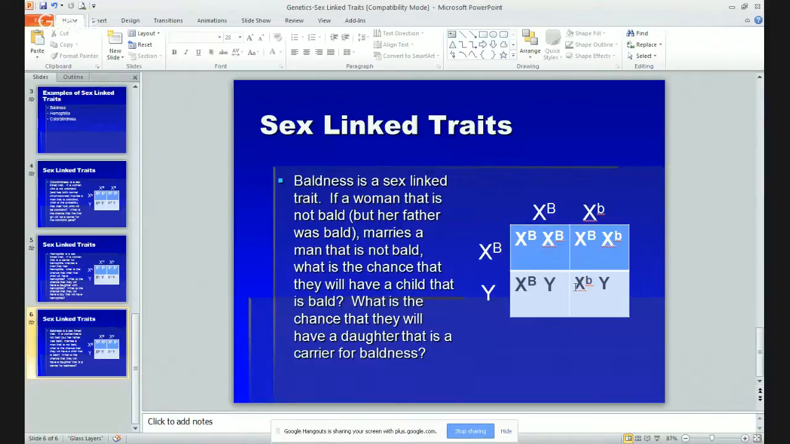So they have one kid out of 4 chances. So the chance that they're going to have a child that is bald is a 1 in 4 chance, or a 25% chance. What is the chance that they will have a daughter that is the carrier for baldness? And that would be just this girl right here, so 25% chance.